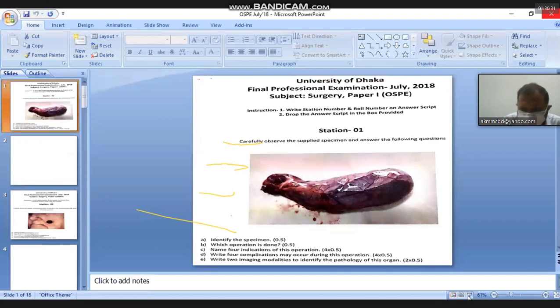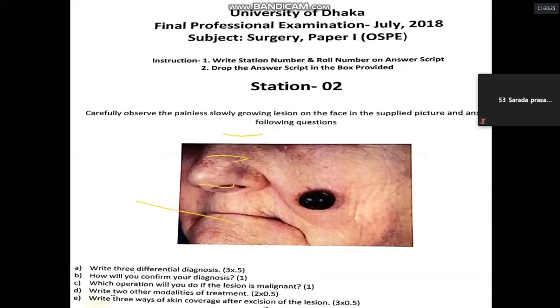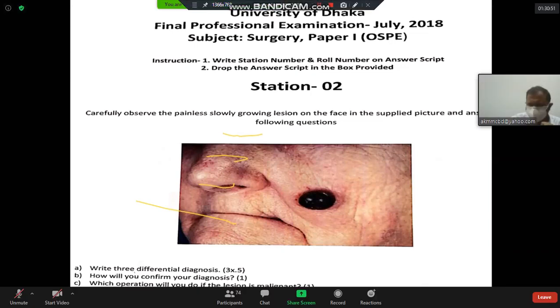What is this specimen? A specimen of gallbladder. Okay. What is this one? Basal cell carcinoma, very good. Basal cell carcinoma is the first one. Then it could be malignant melanoma. Write 3 differential diagnoses.